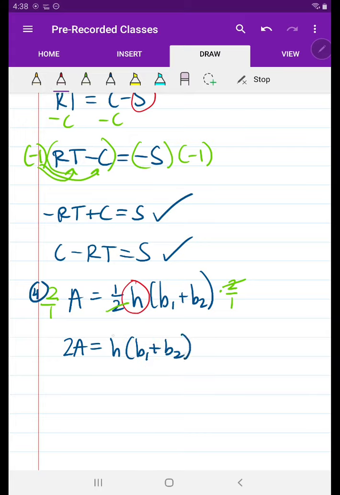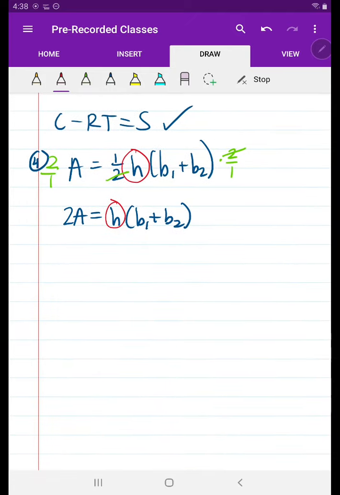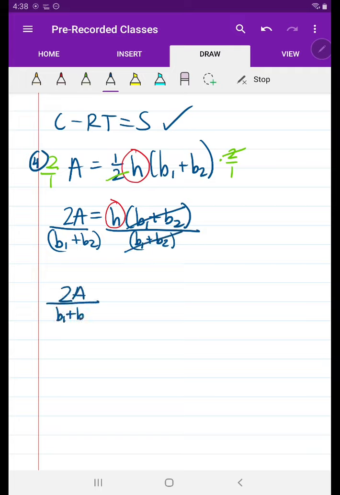And remember, we want to get h by itself. We only have one more step to go. h is being multiplied by that chunk in parentheses, so what we could do is just divide by that chunk in parentheses. So I'm going to divide both sides by the parentheses b sub 1 plus b sub 2. And then on the right, that'll cancel. So then what I'm left with is 2A over (b sub 1 plus b sub 2) is h. And that's our answer, and we're all done.